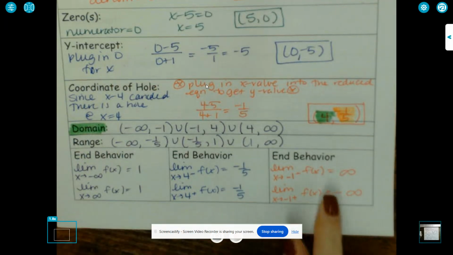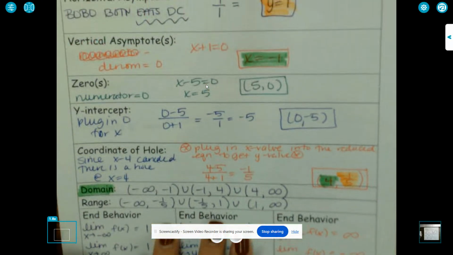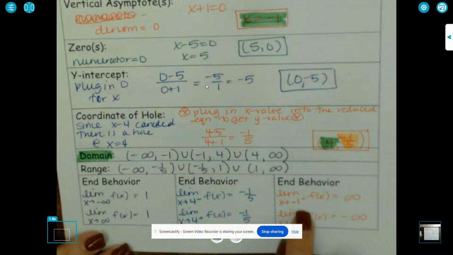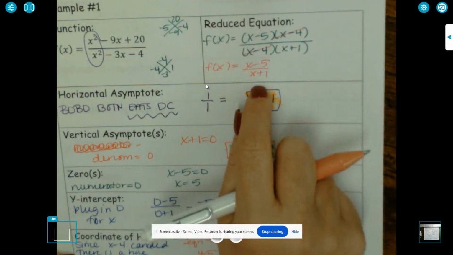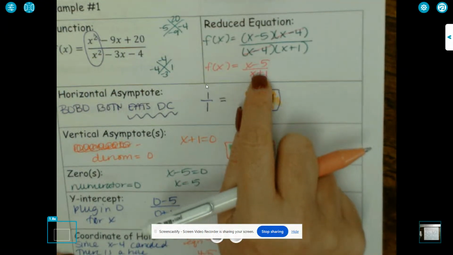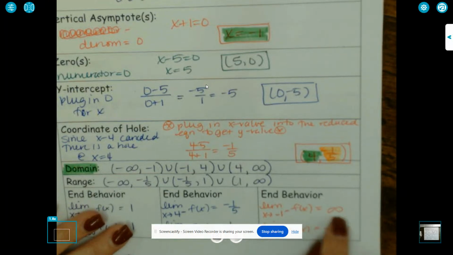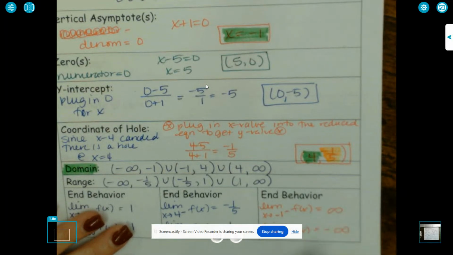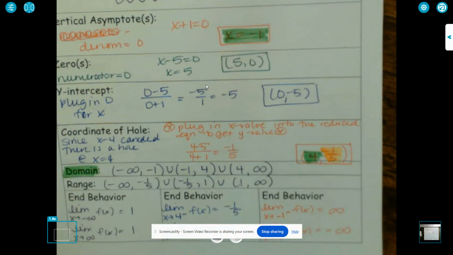And you could have done a sign analysis on that to see that. Just look very, very close to negative 1, on the left and on the right. Ultimately what's happening there is if you put in negative 1.1, negative 1.1 minus 5 is negative, negative 1.1 plus 1 is still negative, and two negatives make a positive, which is why we're approaching positive there. If we come from the other side, we would have a positive and a negative, which makes it a negative. So there's one example.